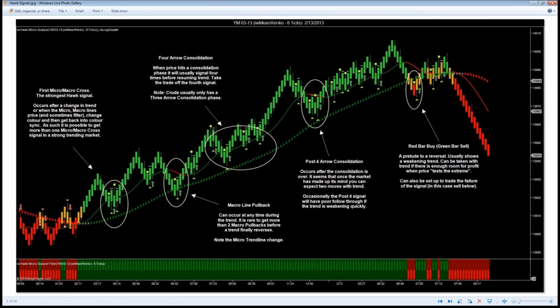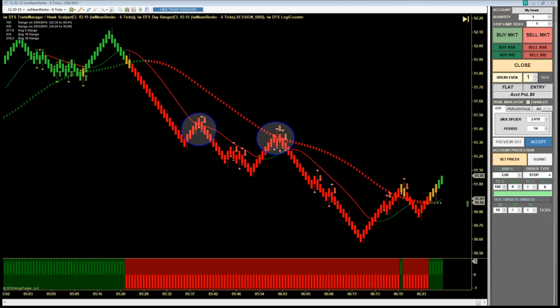And this shows you the 5 basic signals that we look for. So here's our first micro-macro cross. Here's our macro pullback. Here's our 4-arrow consolidation. Here's our post 4-arrow consolidation. And here's our red bar buy, green bar sell. But you're going to notice there's a bunch of signals that go on in between that I don't mention, right? It's because those signals aren't as high a probability signal as the 5 that we normally look for.